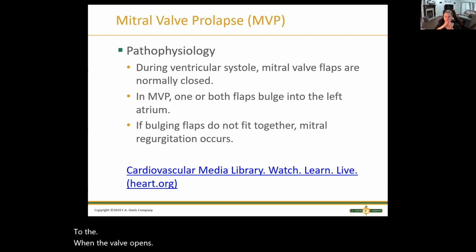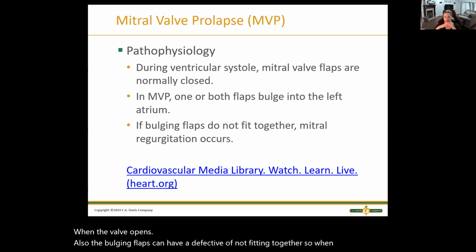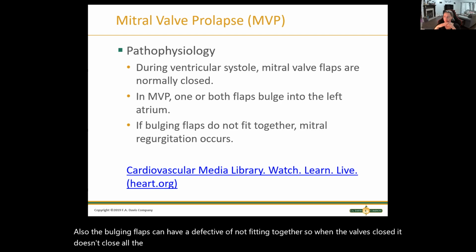Also, the bulging flaps can have a defect of not fitting together. So when the valves close, they don't close all the way, and blood can obviously backflow into the left atrium, which would be mitral regurgitation.